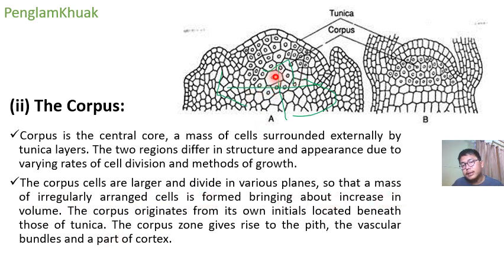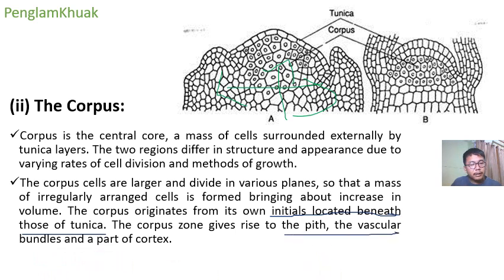Since it can divide anticlinally and periclinally, the mass of cells is irregular and can increase the cell size. And the corpus originates from its own initials. They have their own initials located beneath those of the tunica. Beneath means below the tunica. They have their own origin. And the corpus zone gives rise to the pith, the vascular bundles and parts of the cortex. Keep this in your mind, it's very important.